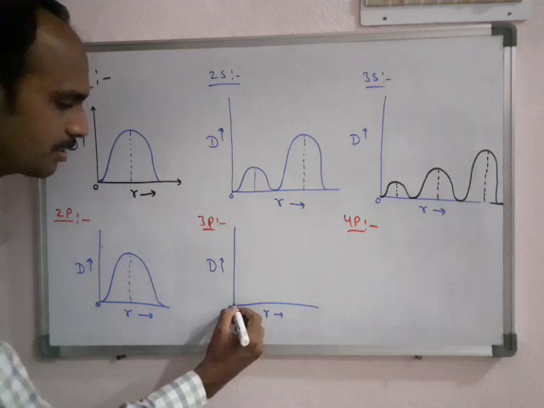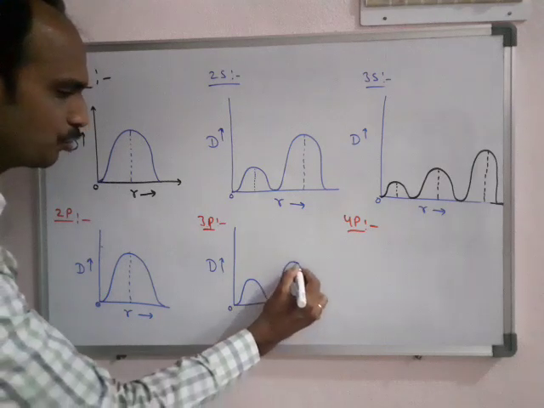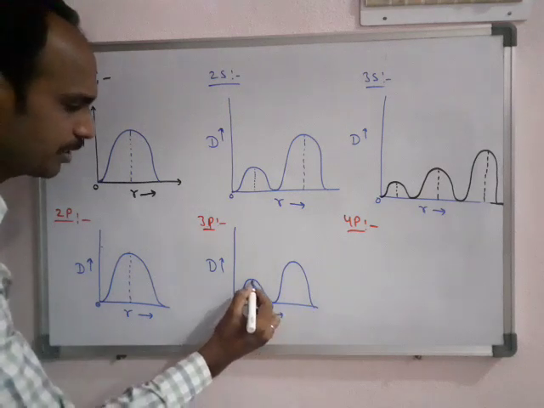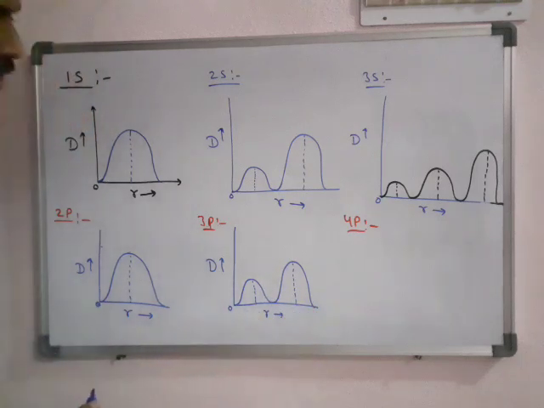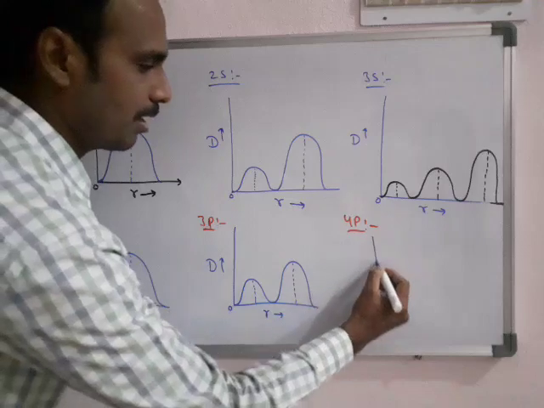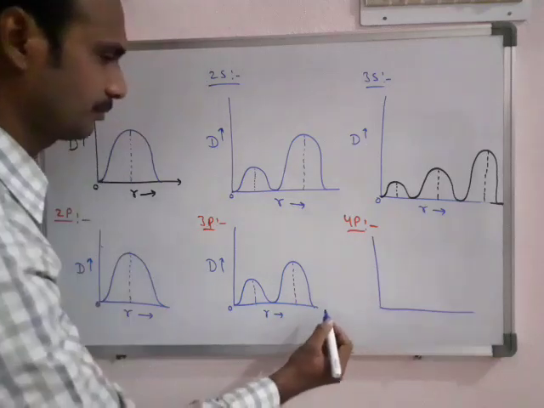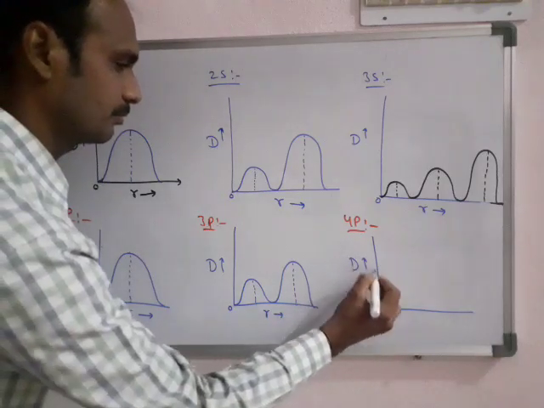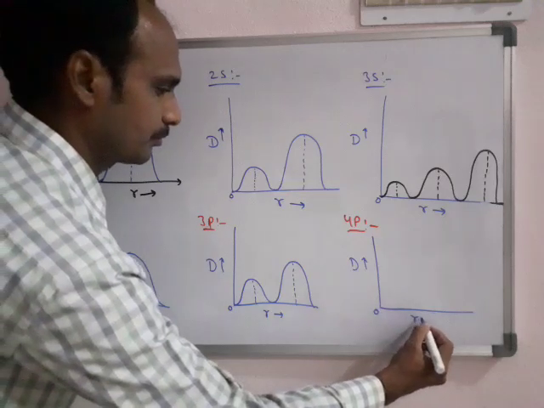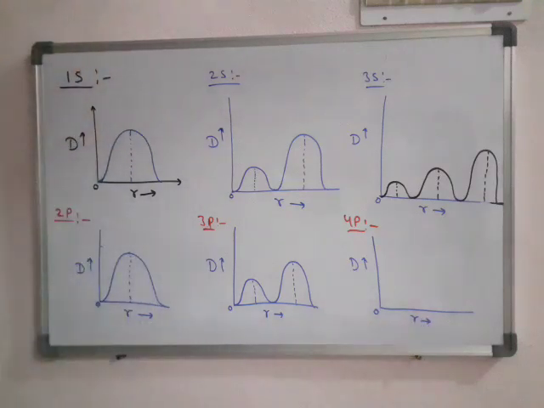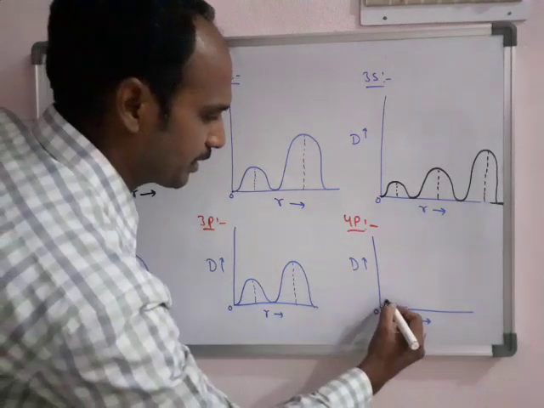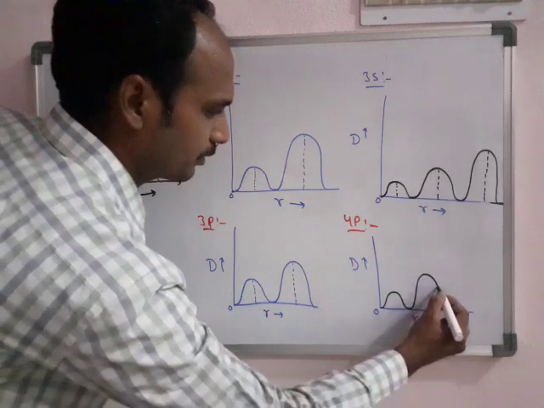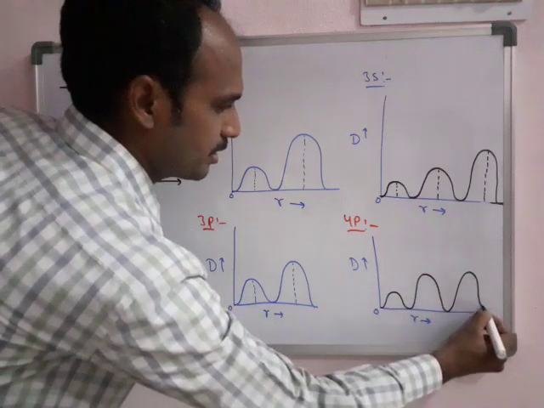For 3p, it starts after 2p; after completion of 2p only there is a possibility of 3p. Here is the maximum probability distribution. Okay, next what is for 4p? 4p takes place after completion of 2p and 3p only. This is 2p, see 3p, this is for 4p.